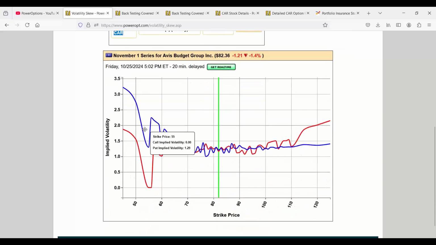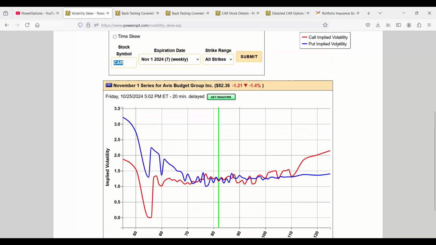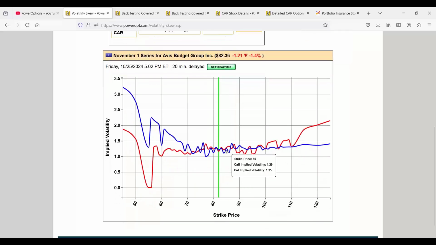What we're looking at here is the blue line is our put implied volatility, and the red line is the call implied volatilities. And this is for every strike, as you see, going through the different ones, $86, $87, $88 strike differences. You got the 90 to 100 here. But the different IVs between the calls and the puts.